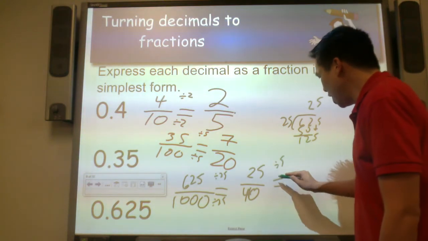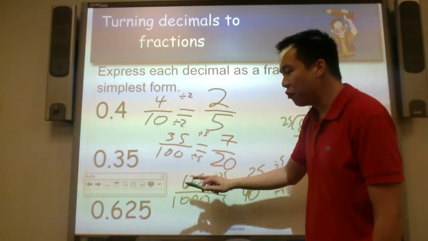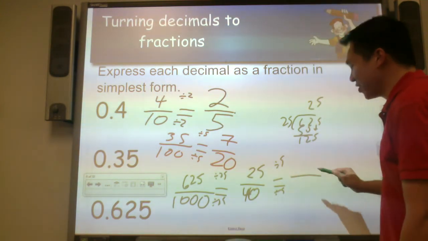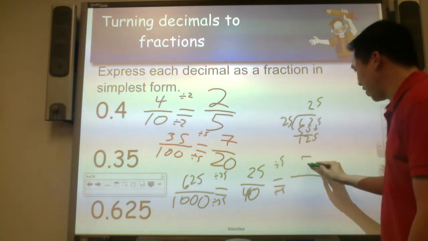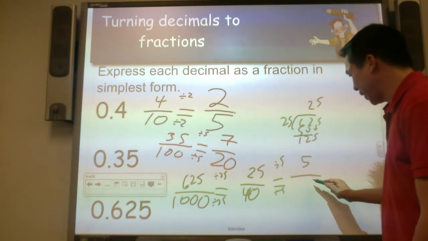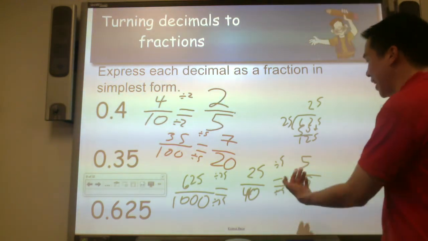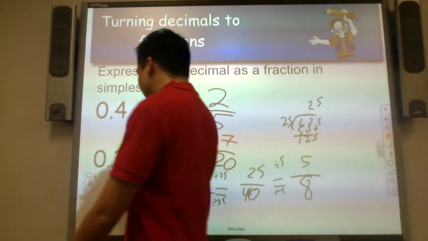You know what? Now that I think about it, I should have divided both numbers by 125. It would have saved me a lot of extra work. How many 5s go into 25? 5. How many 5s go into 40? 8. So 0 and 625 thousandths can be written as a fraction as 5/8.